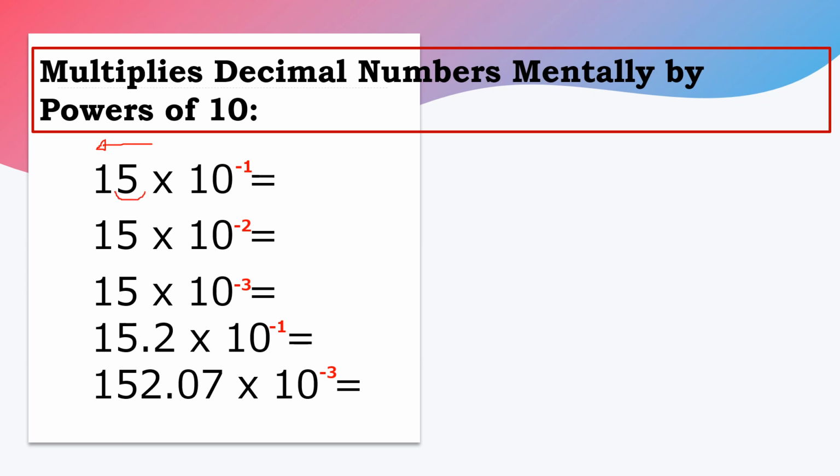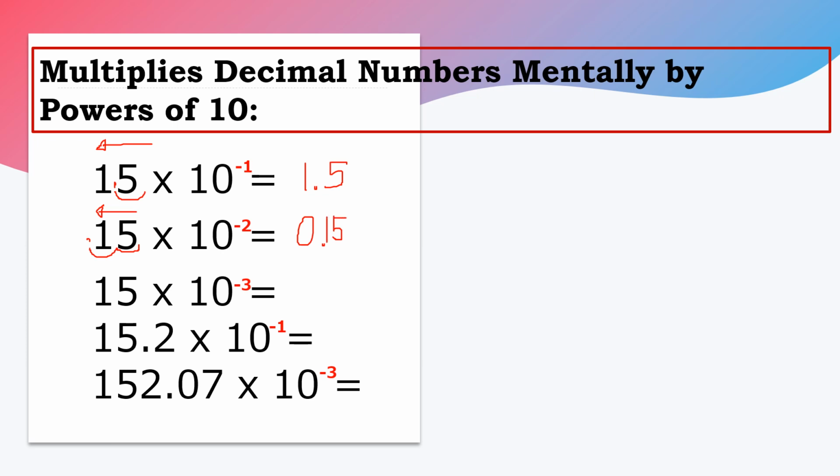So, 1, saka mo ilalagay ang tuldok o ang decimal point. So, ang sagot mo ay 1.5 or 1 and 5 tenths. In our second example, 15 times 10 to the power of negative 2, negative pa rin siya. So, ibig sabihin, papuntang kaliwa ang ating pag-move. Dahil ang ating exponent ay 2, ibig sabihin, dalawang beses tayo mag-move. So, 1, 2, tuldok. Ibig sabihin, ang ating sagot ngayon ay 0.15 or 15 hundredths.